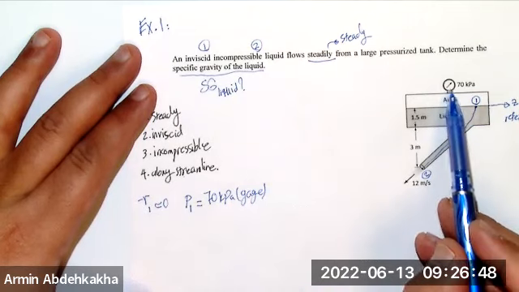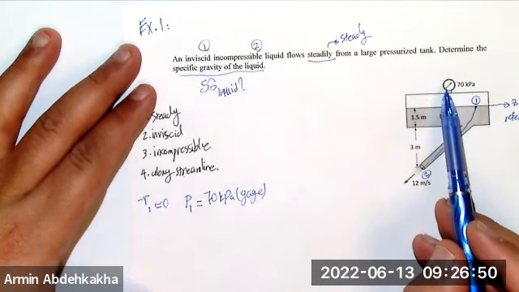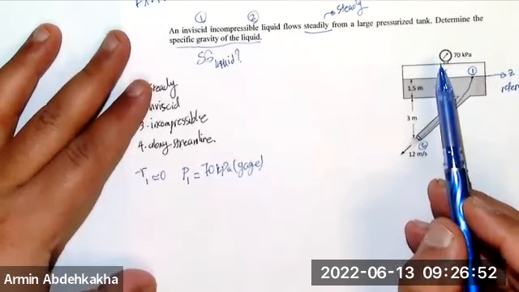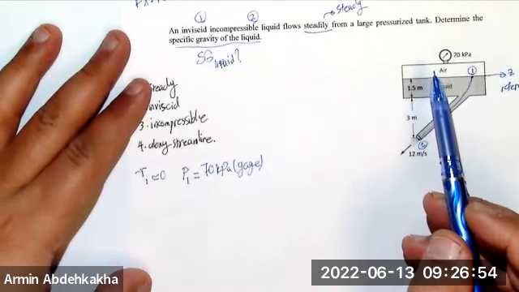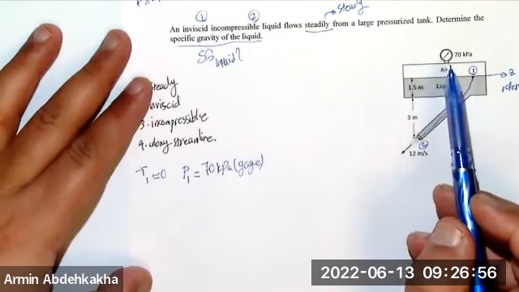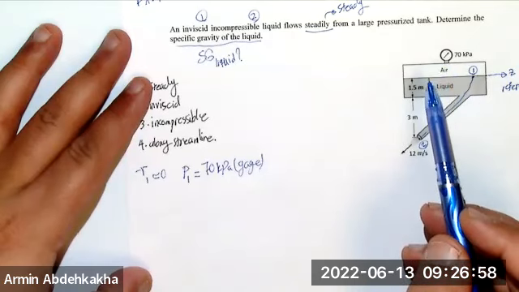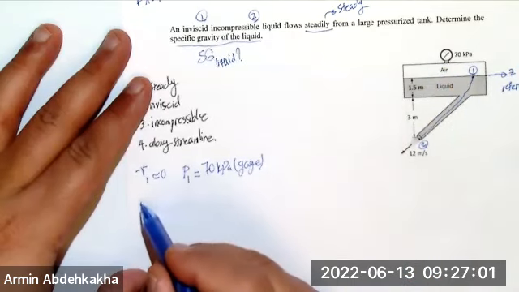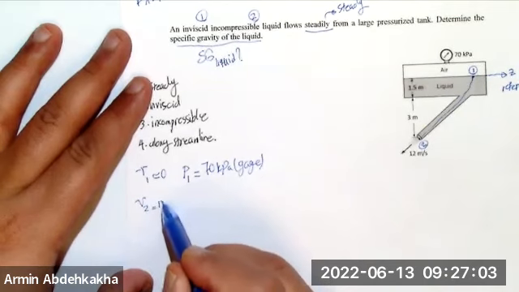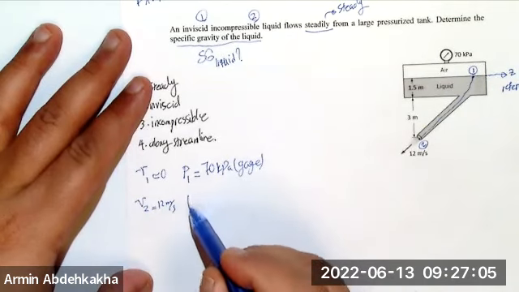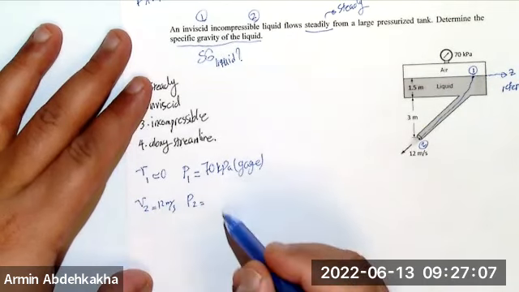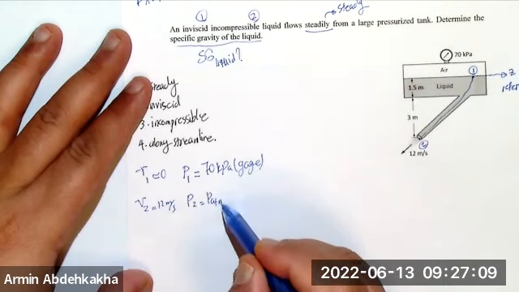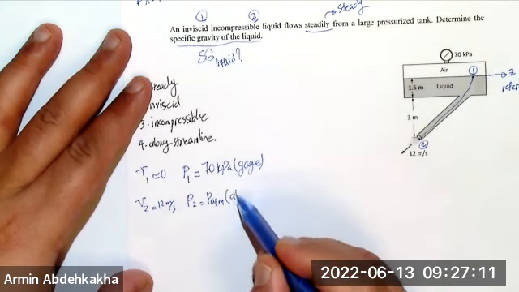If you see this thing, it gives you the gauge pressure always. It doesn't mention it in the question, but remember that this is the gauge pressure. At point two, V2 is 12 meters per second, right? And P2 is P atmosphere. P atmosphere is absolute pressure.